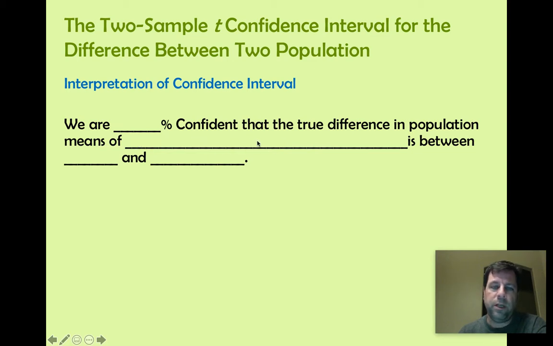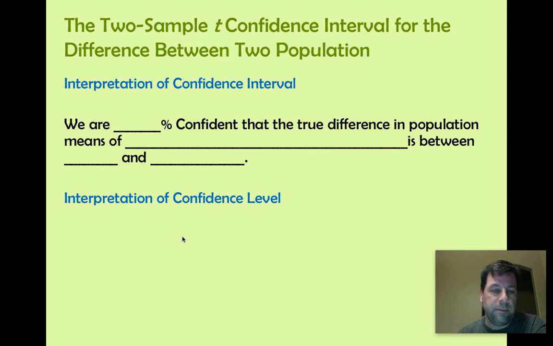of whatever in context is between this value and this value. Remember that if they're both positive, we think the first one is bigger than the second one. If they're both negative, we think the second one is bigger than the first one. And if one of them is negative and one is positive, then zero is in it, and we think there's no difference. Just remember those things.